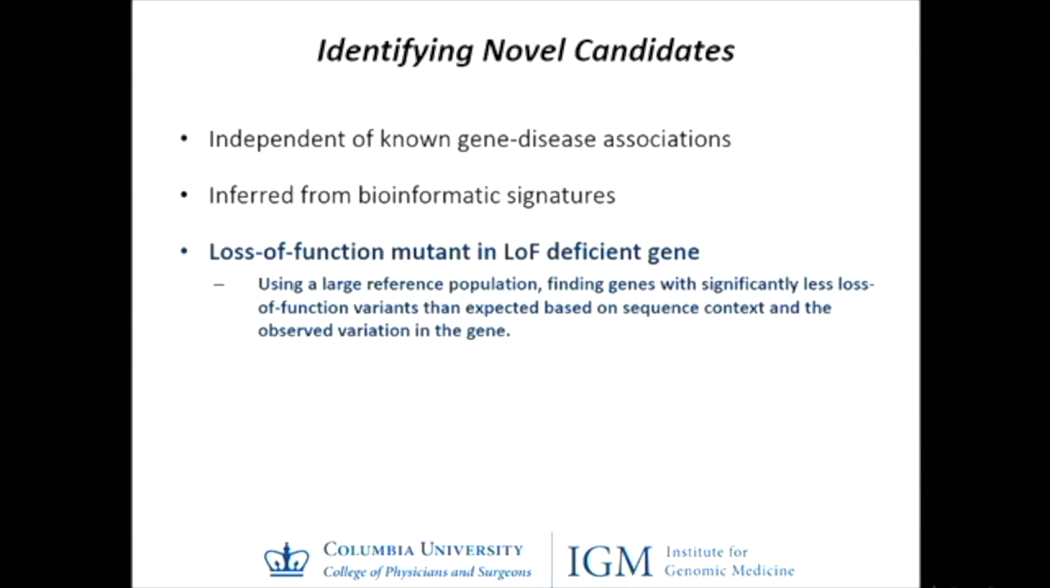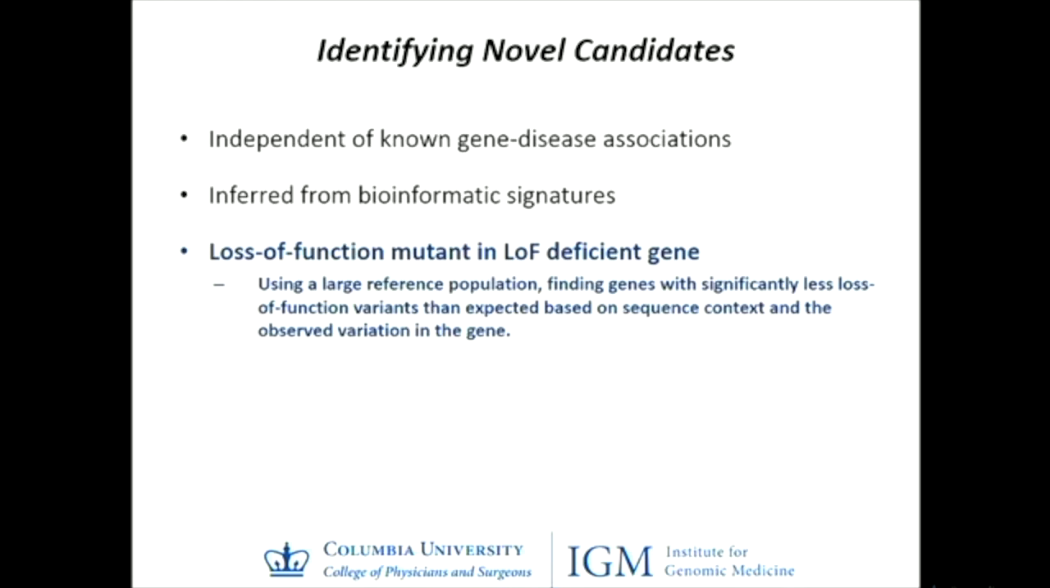So I'm going to describe 2 other bioinformatics signatures that we find very helpful. We have quite a collection of these, but in this seminar I'm just going to describe 3 of them. The next one is specifically looking for loss of function variants that happen in genes that are specifically intolerant to loss of function variation. So, loss of function deficient genes.